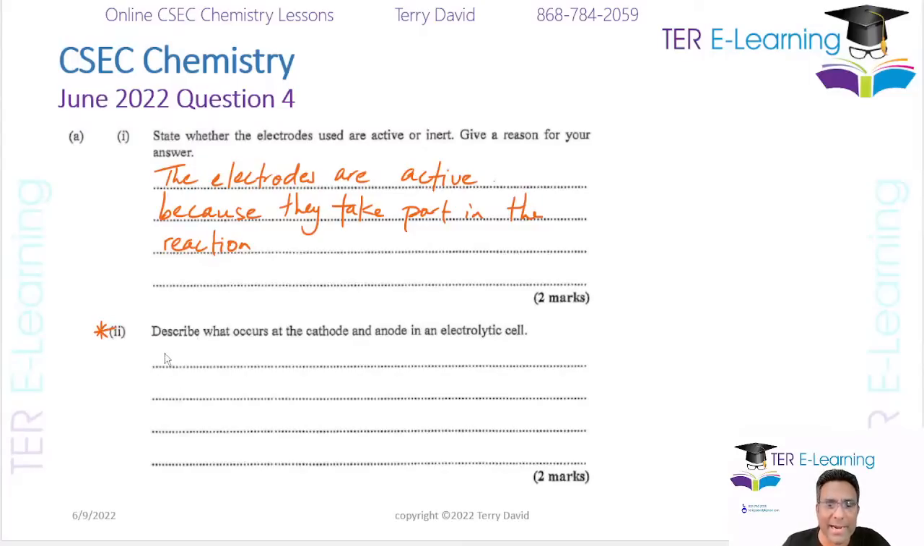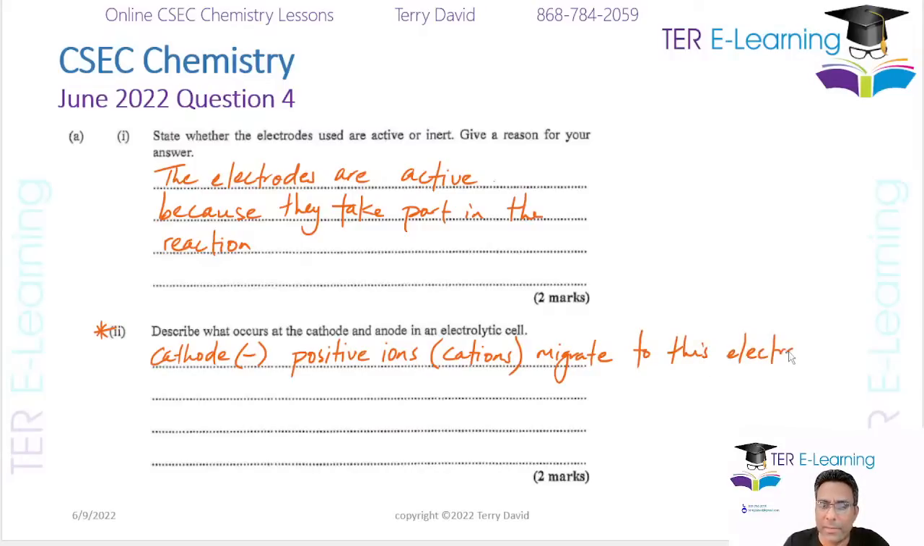Right? So at the cathode, I'm making an assumption here. I don't know what they want us to really say here. At the cathode, that's the negative electrode, right? So you're going to say positive ions, which are called cations, migrate, positive ions migrate to this electrode, because this question is kind of broad here, so I'm not sure where they're coming from for this.